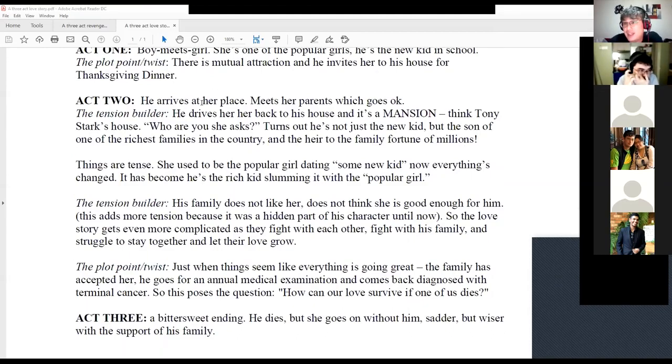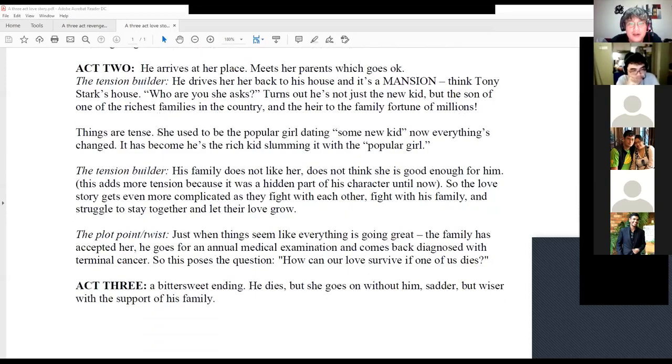Act 2 is when he arrives at her place and meets her parents. That's okay. And then he's not driving anything fancy, but then they wind up back at his house, and it's a freaking mansion. Think Tony Stark on the cliffside mansion. And it turns out he's not just the new kid, but one of the sons of some billionaire like Bill Gates or something. So this adds your tension.